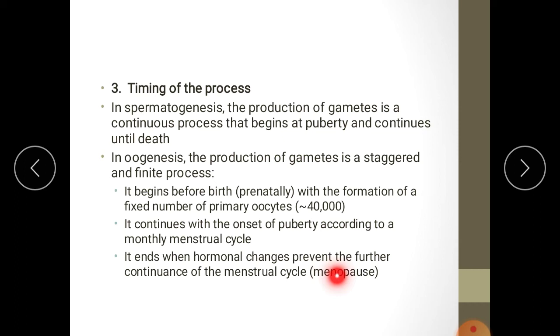So in females, the production of ovum is not a continuous process till their death. They undergo cessation of the menstrual cycle, which is called menopause. Around 45 to 50 years of age, the menstrual cycle stops. That phase is called menopause. Whereas in males, the process of spermatogenesis continues until their death.